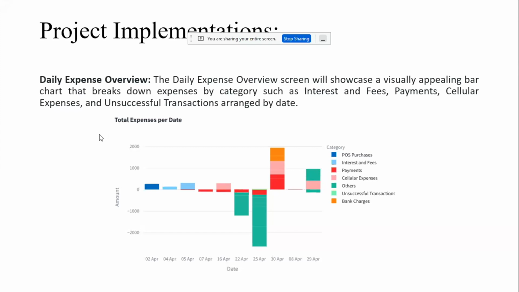The daily expense overview screen offers a visual breakdown of daily expenses through a bar chart. It categorizes spending into groups like interest, fees, cellular expenses, payments, unsuccessful transactions, as well as other things. Visualizing these expenses helps both the user as well as the system to easily track and evaluate daily spending patterns.